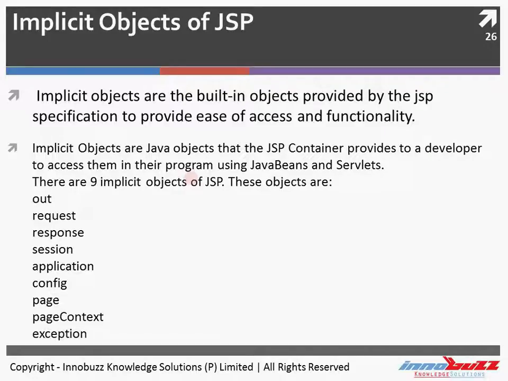Next is the exception. This is very useful in handling exceptions in JSP. The exception object is used to hold all the values of exceptions generated in the application or the current page. This is an object of the Throwable class. Basically, we will see all these implicit objects working in our coming practical demonstration.